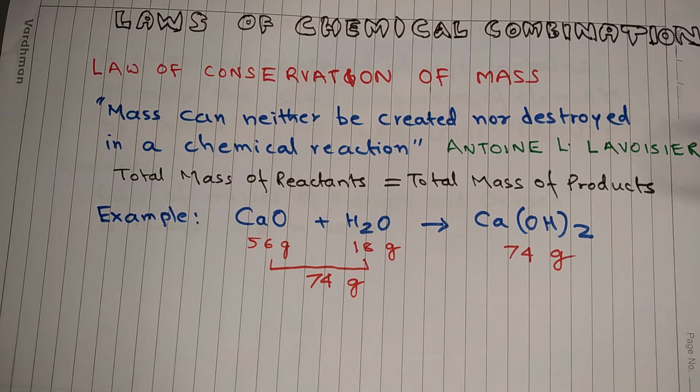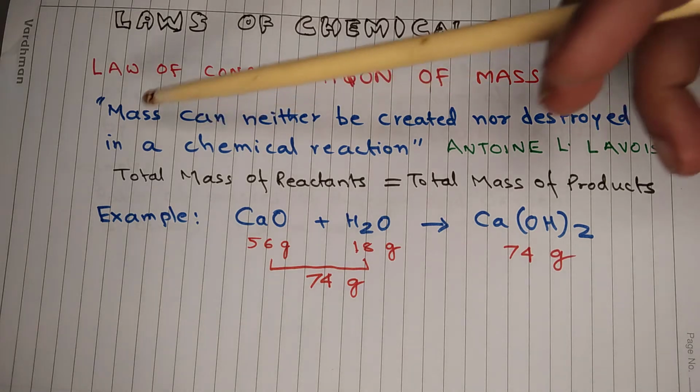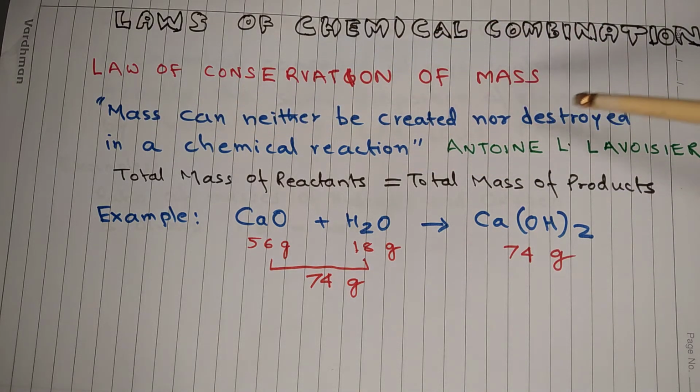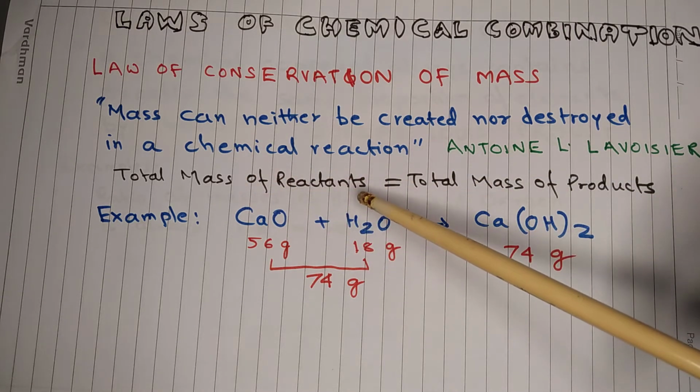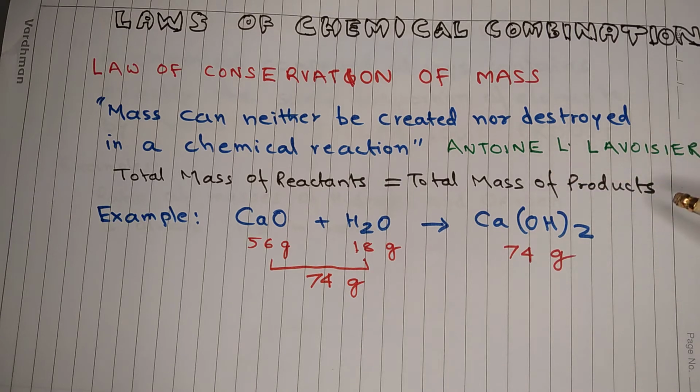Law of conservation of mass was proposed by Antoine L. Lavoisier. As per this law, mass cannot be created nor destroyed in a chemical reaction, which means that in a given chemical reaction, the total mass of reactants is equal to the total mass of products. So whatever mass was supplied through reactants, the same mass came out through products.